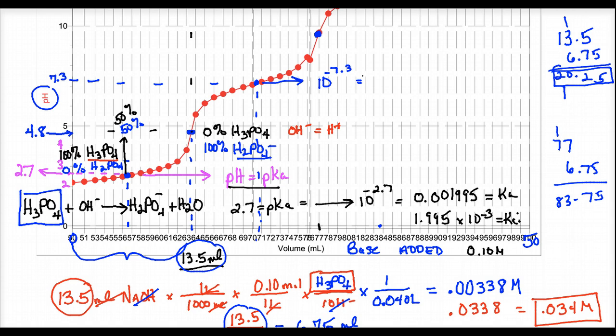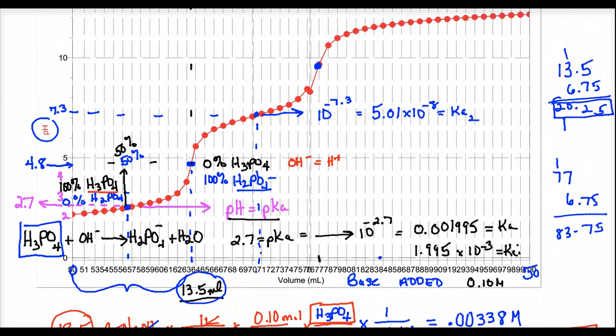Put that in my calculator, and we do second function 10 to the negative 7.3. It's how we go backwards from a pH. pH equals the pKa at the max buffer position. And I get 5.01 times 10 to the negative 8, and that equals the Ka2.